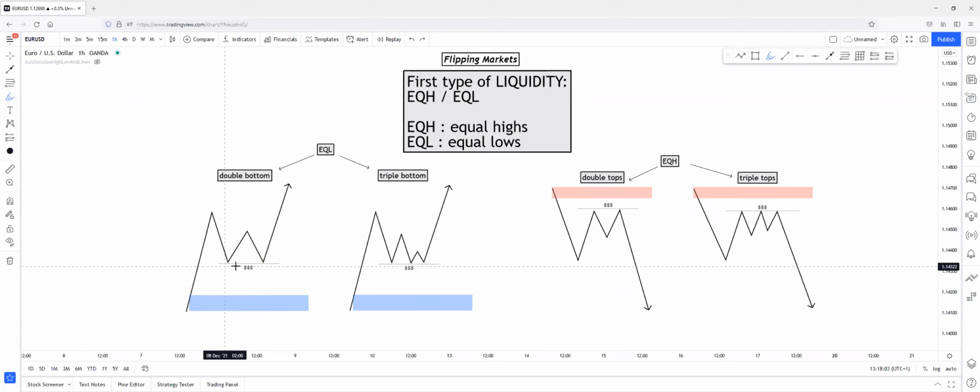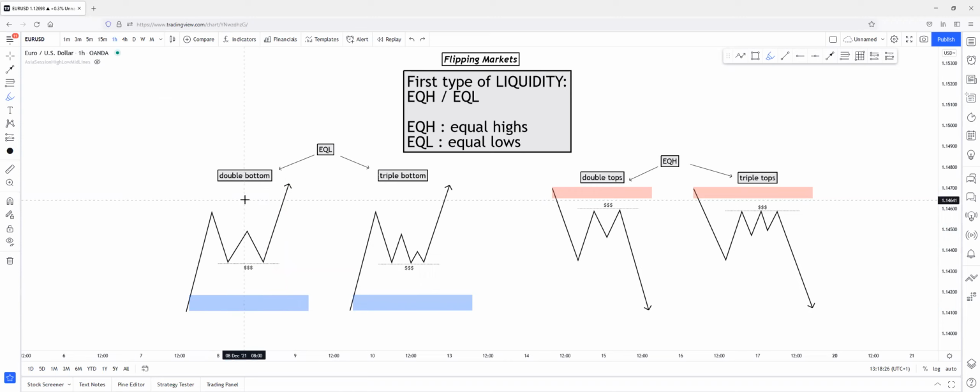After this pullback has been created, the price couldn't break below the pullback phase low, so this low point. And instead of breaking below this low point and tapping into a demand zone, it created the second bottom. So this means we have a liquidity line here, which is perfectly equally lined up. And after this, price created a new high.